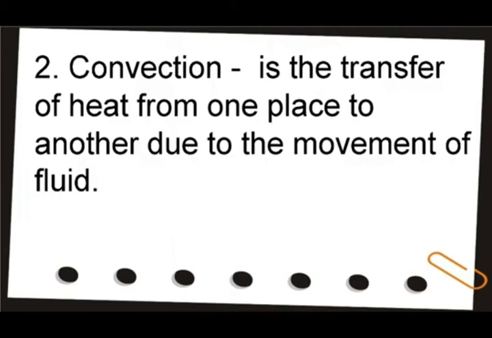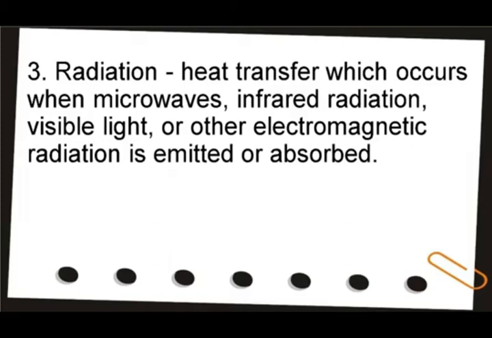The second mechanism of heat transfer is convection. It is the transfer of heat from one place to another due to the movement of fluid. The third mechanism is radiation. Heat transfer, which occurs when microwaves, infrared radiation, visible light, or other electromagnetic radiation is emitted or absorbed.